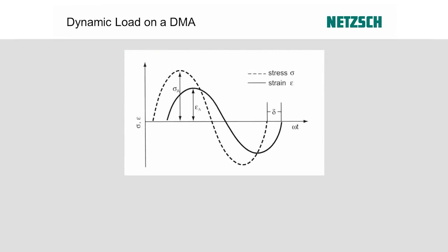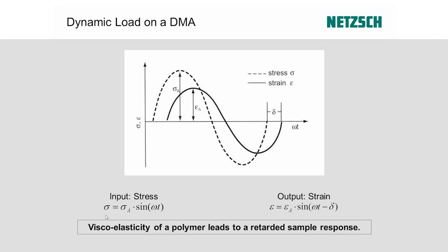So what we do is, as I said, mostly sinusoidal excitation. We apply a dynamic stress as a sine wave here. This is the dashed line you see here as I go along. And what the material will do, our viscoelastic polymer, it will react with some deformation. That is also a sine wave with the same frequency, but now it's a little bit retarded, and we can express that mathematically by that phase factor delta. So this is exactly how the viscoelasticity shows up in a DMA experiment. Viscoelasticity leads to a retarded sample response.